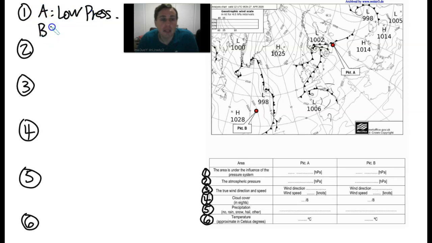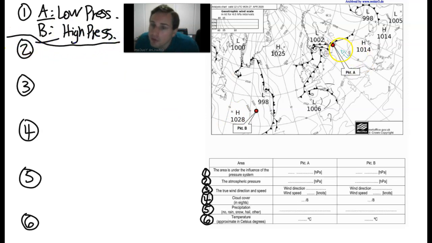For point B, we're going to say that the low pressure is moving away, but the high pressure is coming towards. So 1020 millibars or 1020 hectopascals, that's going to be high pressure. That's relatively high pressure. Okay, so now let's get those numbers.